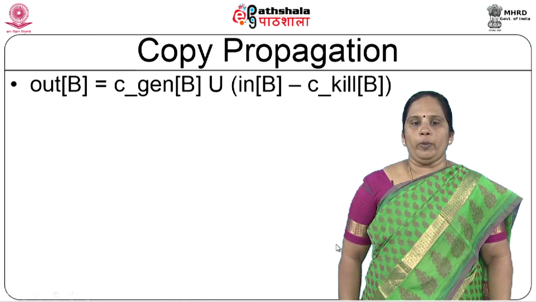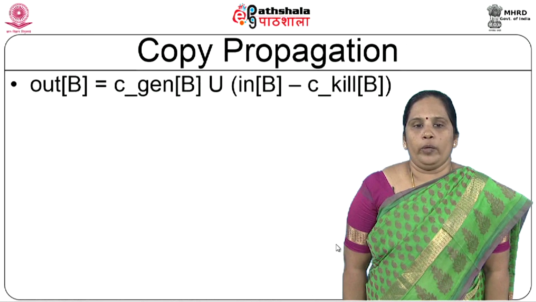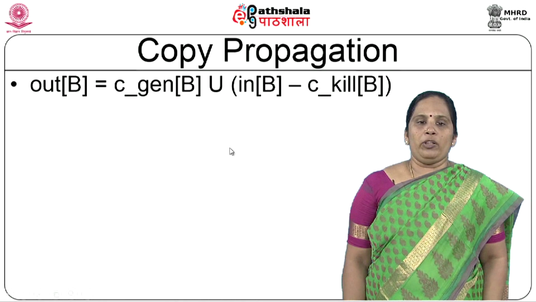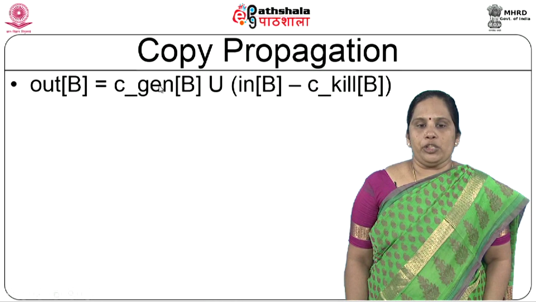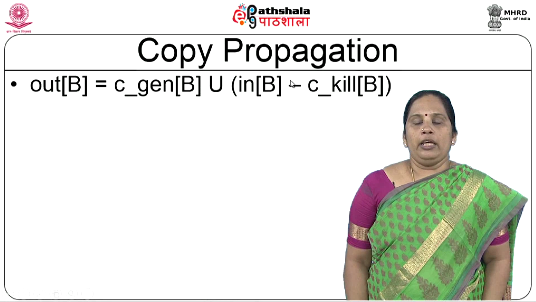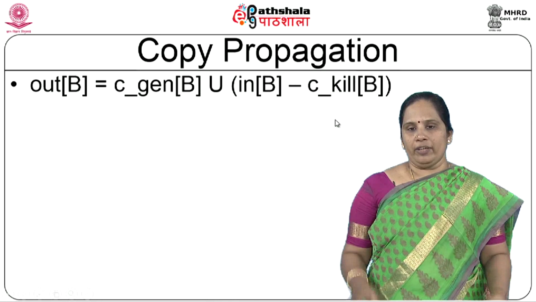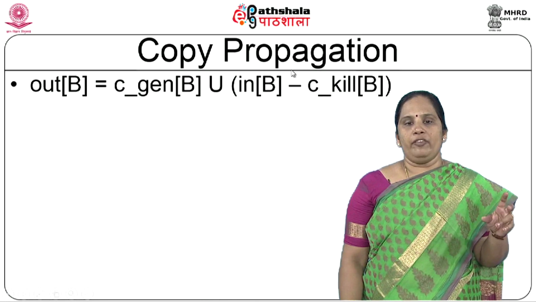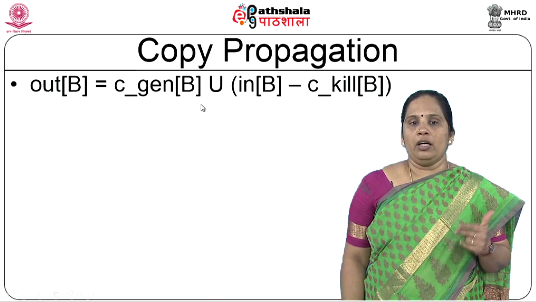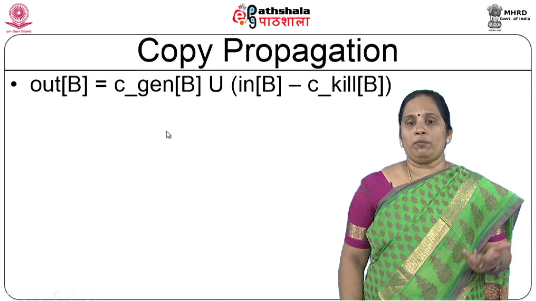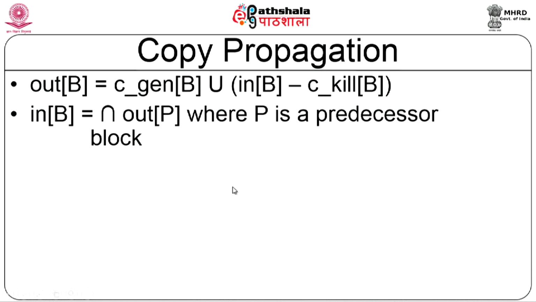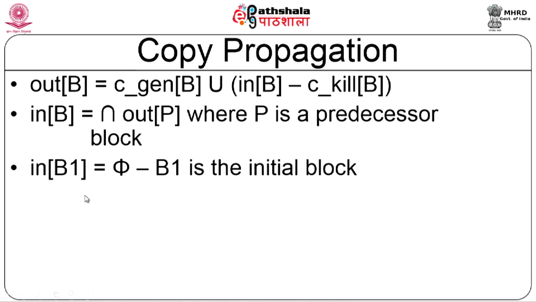Now, the algorithm for copy propagation based on the data flow equation: out of B can be thought of as the copy generated in B union (in of B minus C kill of B). So whatever gets killed is subtracted from whatever is input as a copy, union whatever this basic block generates as a copy statement. And in of B is the intersection of all the out of P, where P is a predecessor block, and in of B1 is null, where B1 is the first block of your control flow graph.